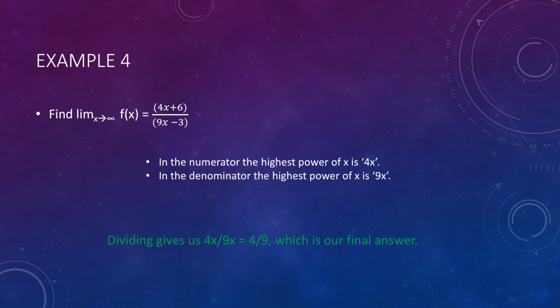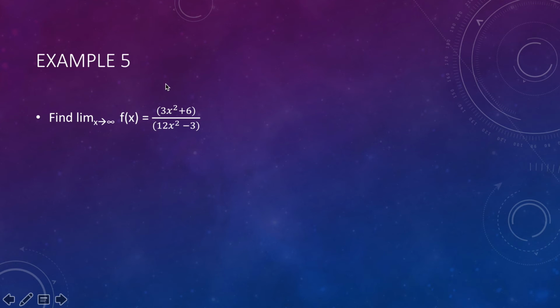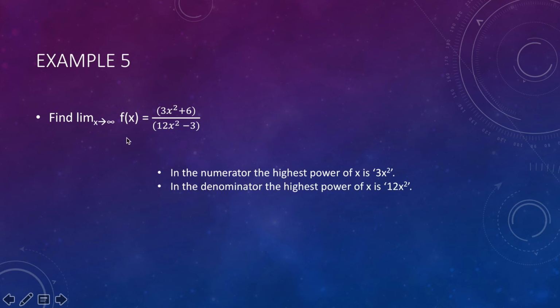And in case you still don't understand what highest power means, it basically just means find the term that has the highest exponent. Let's take a look at another example just to clarify what we mean by highest power. So 3x squared plus 6 all over 12x squared minus 3 as x approaches infinity. Now keep in mind that both these examples only apply when x is approaching infinity. So what you want to do is find the highest power in the numerator, which is 3x squared. The highest power in the denominator is 12x squared. And that gives you 3x squared over 12x squared, and that reduces to 1/4. That's your final answer.